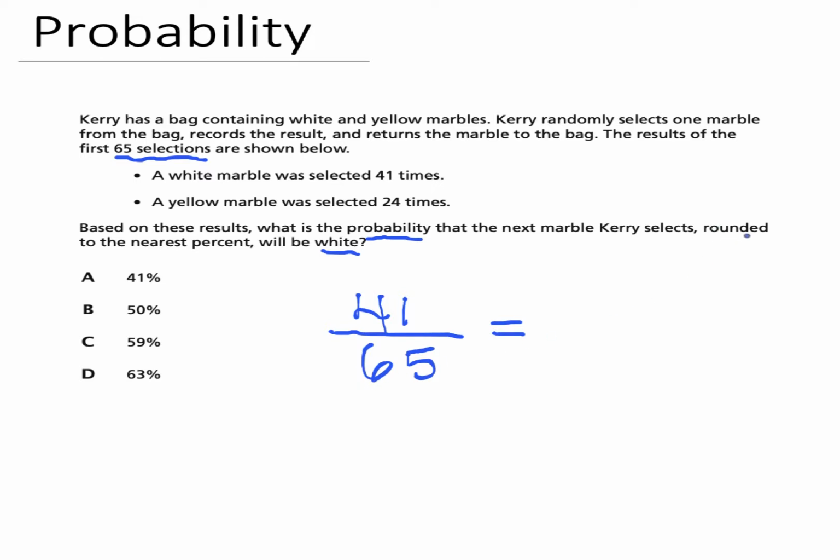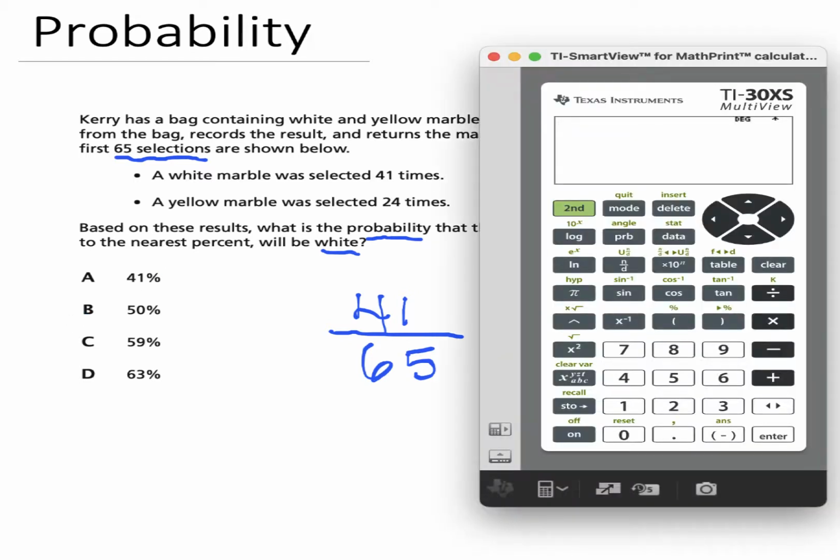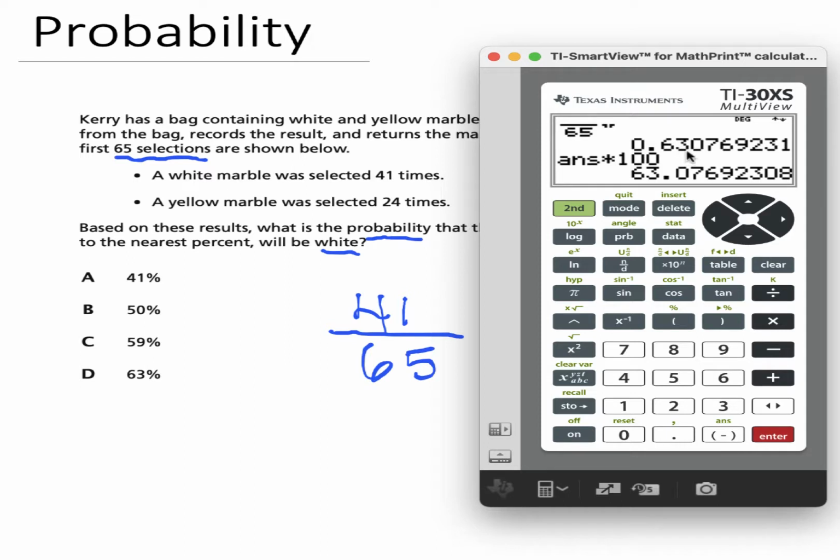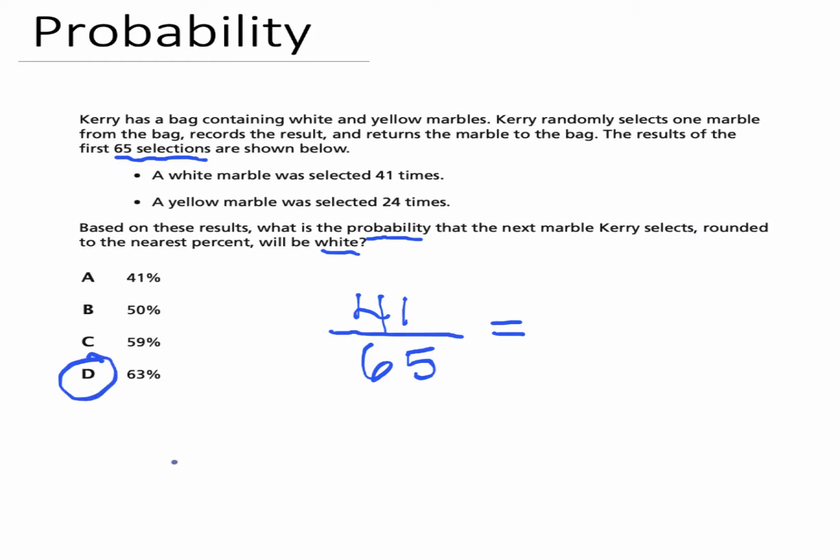Now because they said rounded to the nearest percent, I'm going to get my calculator. I'm going to put 41 over 65, go to the right, and hit enter. Notice I still get 41 over 65. I press the toggle, and notice my answer here is a decimal: 0.63. If you want that as a percent, you could go the extra mile and multiply that by 100, and notice you have 63. But I got my answer from the decimal. I just saw the 63, so my answer is D, 63%.